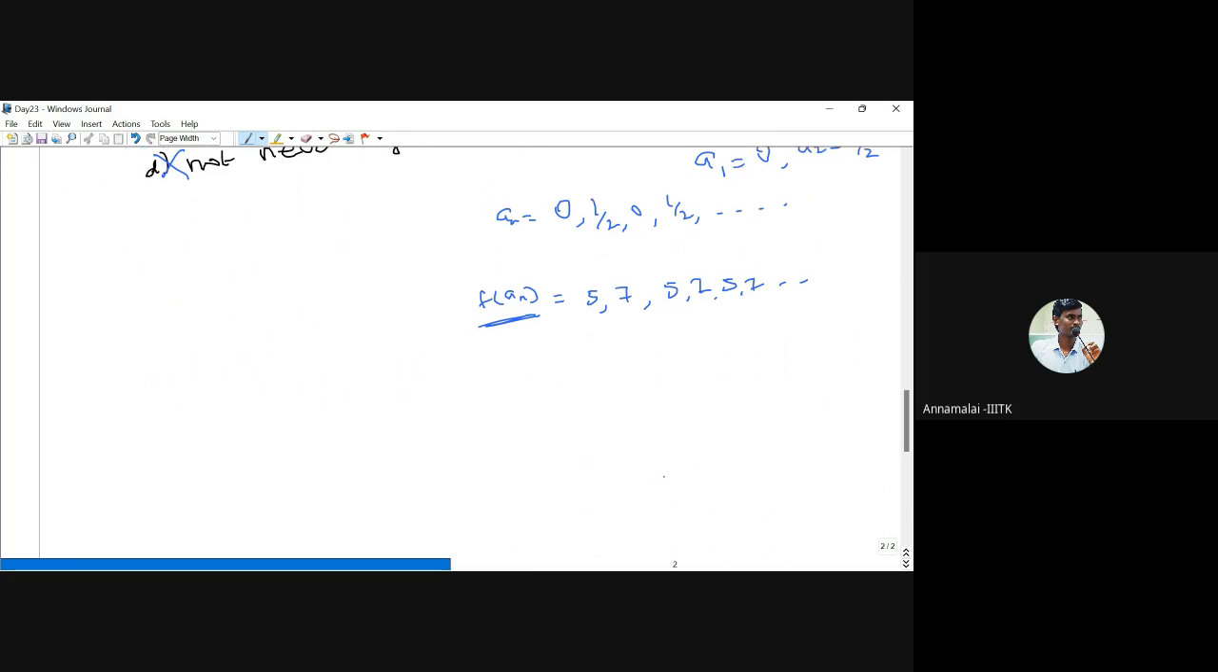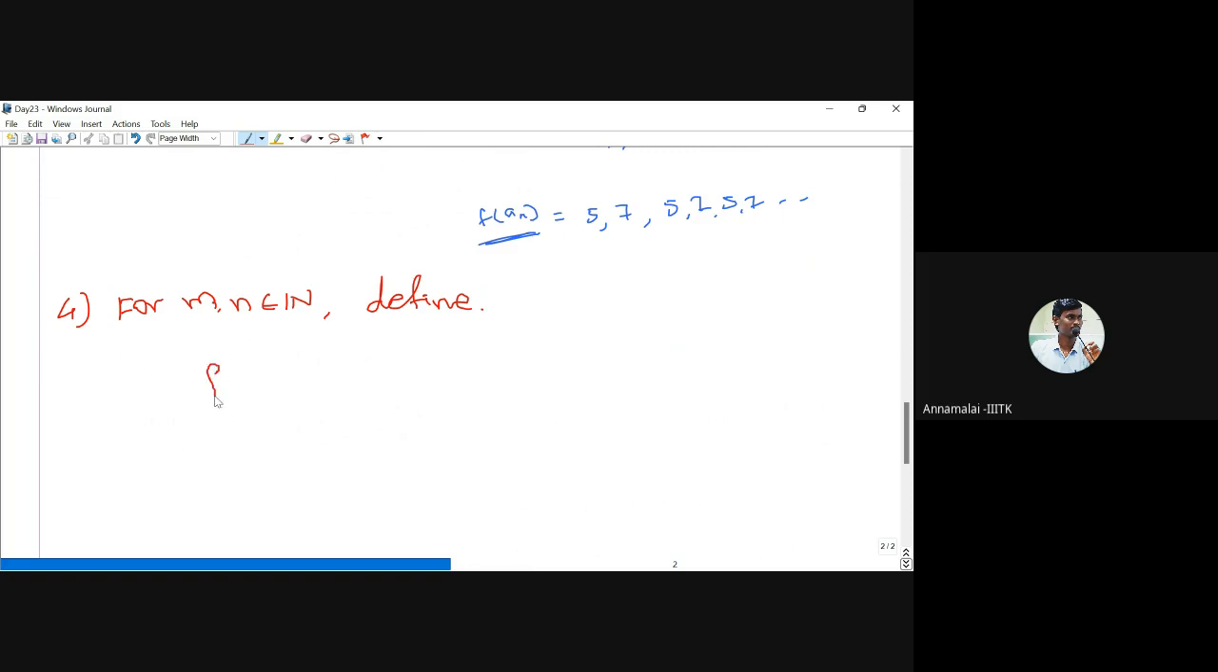Now, next problem. For m, n in the natural numbers, define the function f sub m comma n of x to be x power m into sine of 1 by x power n, where x is not 0, and 0 for x equal to 0.